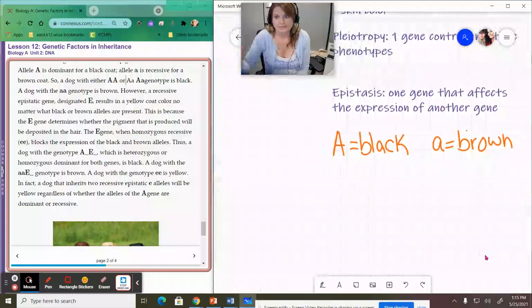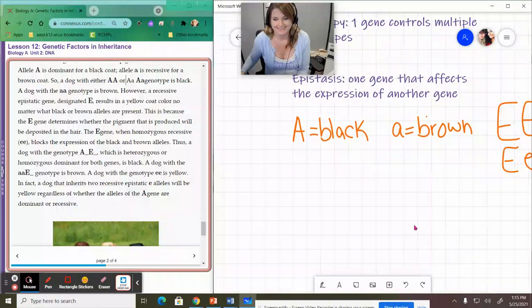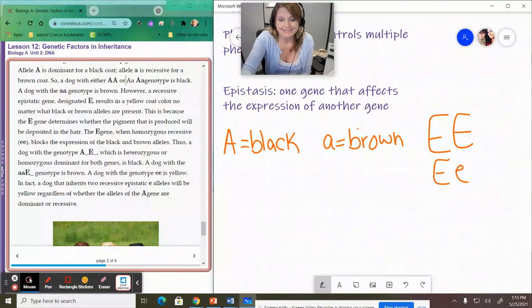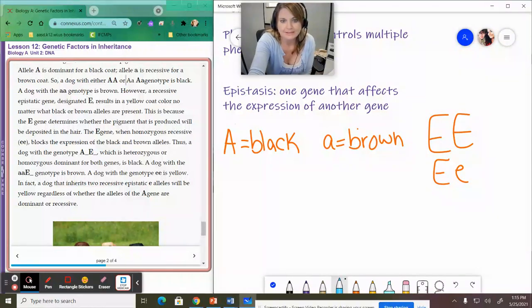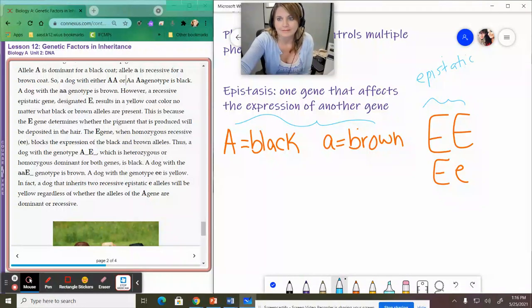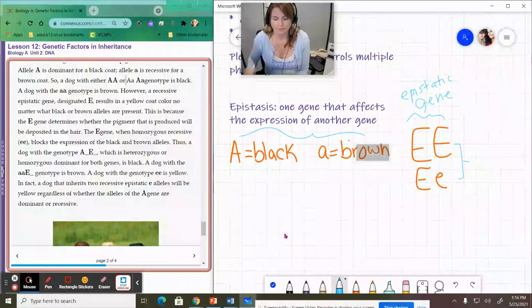So this is, sorry guys, this is basically the coloration gene, right? This is our epistatic gene. Okay. So if either one is the dominant part here, the big E is showing, then the color gets deposited. And I'm running out of space, so I'm going to zoom out just a little bit. Okay.